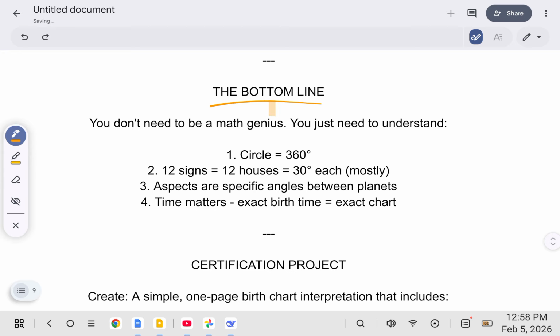The bottom line, you don't need to be a math genius. Here's what you simply need to understand. A circle equals 360 degrees. 12 signs equal 12 houses equal 30 degrees each, mostly. Aspects are specific angles between planets. Time matters. Exact birth time equals exact chart.